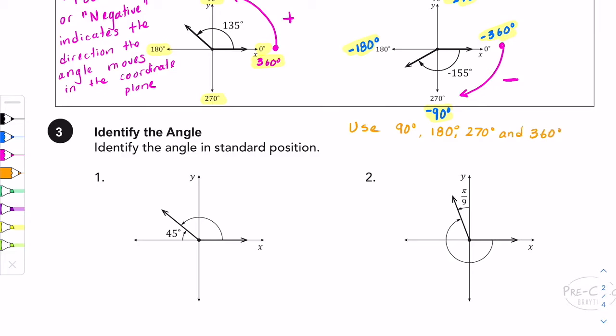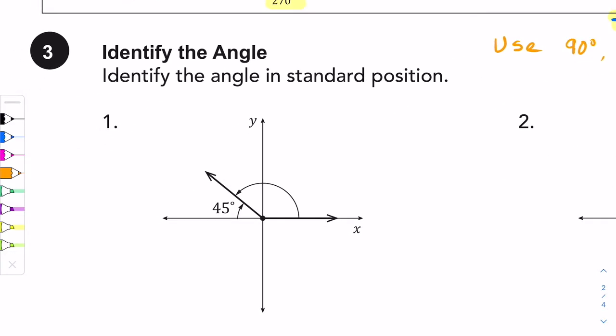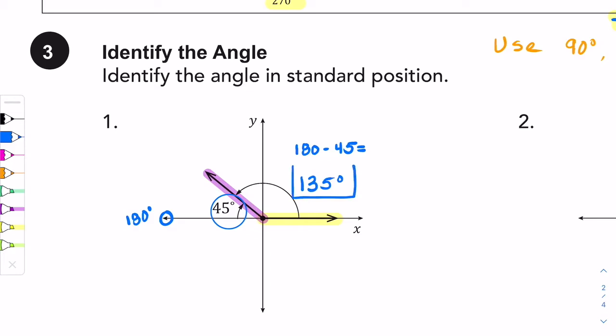And the reason why I say that is if we look at number 1, we know that we have our initial side here. We know that we have the terminal side here. We also know that this indicates 180 degrees, but it looks like my angle is 45 degrees short of 180 degrees. So I'm going to do 180 minus 45, which gives me the solution of 135 degrees. And that is my answer.